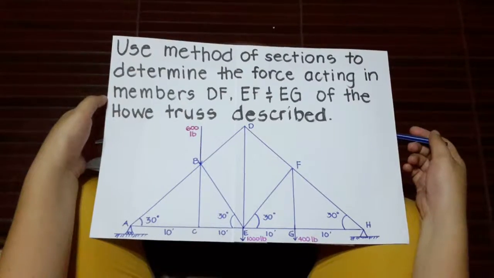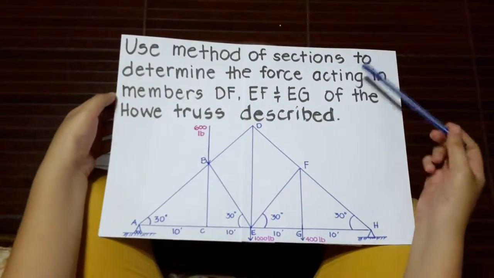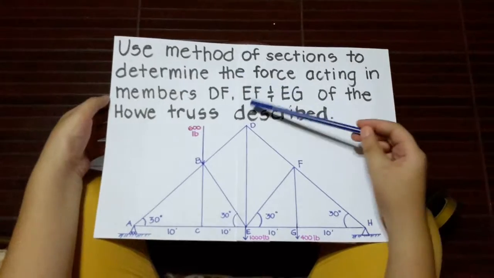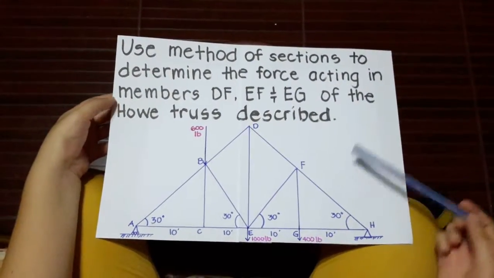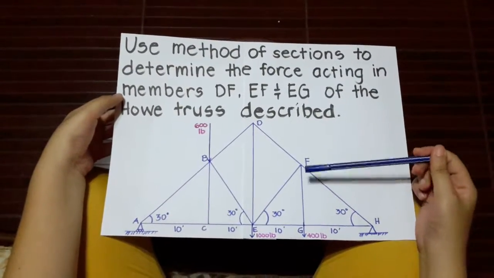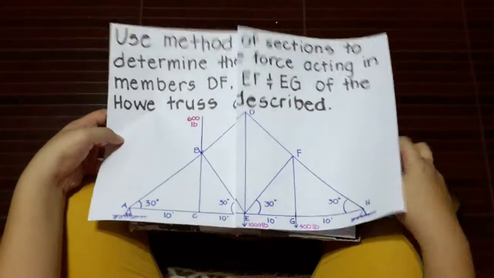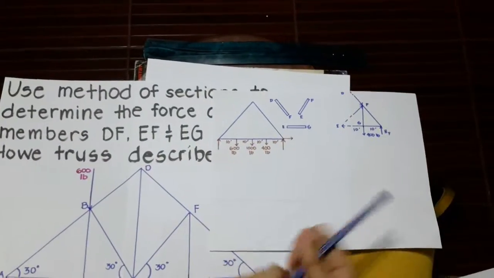Hi, good day. I am here today to solve a problem involving analysis of structures using the method of sections. So now let's solve the problem. Our problem for today is to use the method of sections to determine the force acting in members DF, EF, and EG of the Howe truss described. Here's our diagram. This is DF, EF, and EG. If we redraw that, we will have this one.